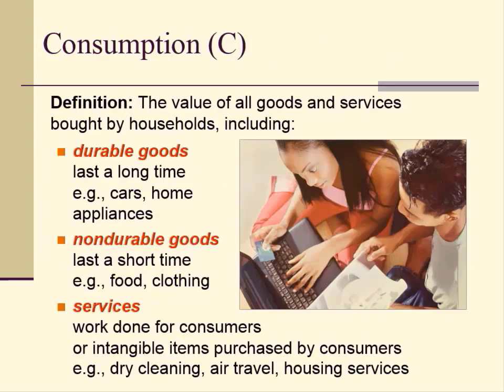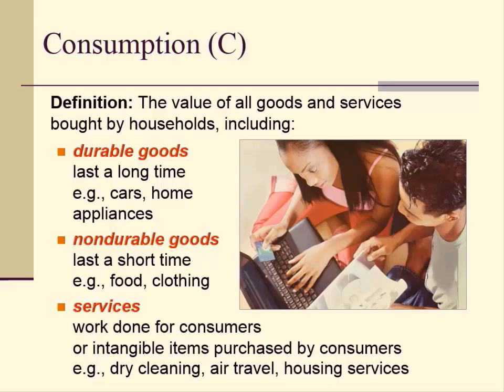First, consumption or consumer spending. Consumption is defined as the value of all goods and services bought by households, including 1. Durable goods, which last a long time, for example, cars and other home appliances. And 2. Non-durable goods, which last a short time, for example, food and clothing. And 3. Services, that is, work done for consumers or intangible items purchased by consumers, for example, dry cleaning, air travel, housing services, that is, the rent.